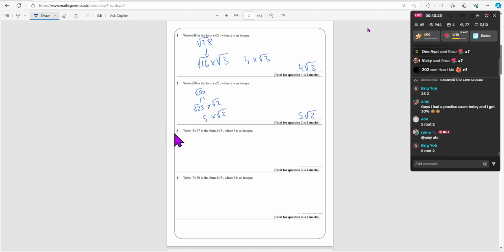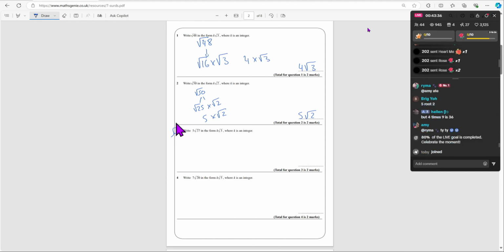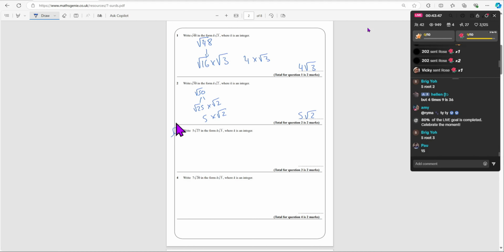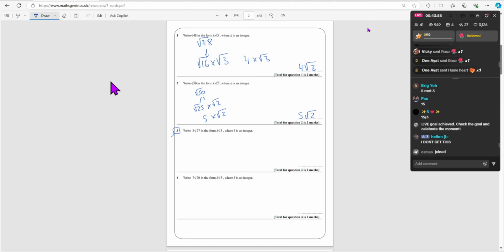I want you guys to do question number 3 and tell me the answer in the chat, okay? Now you have to look at this. There's a 5 in front of the square root of 27, so be careful when you do that question. If you don't get it, it's basically this, but there's an extra number on the outside. So I'll quickly go through it.